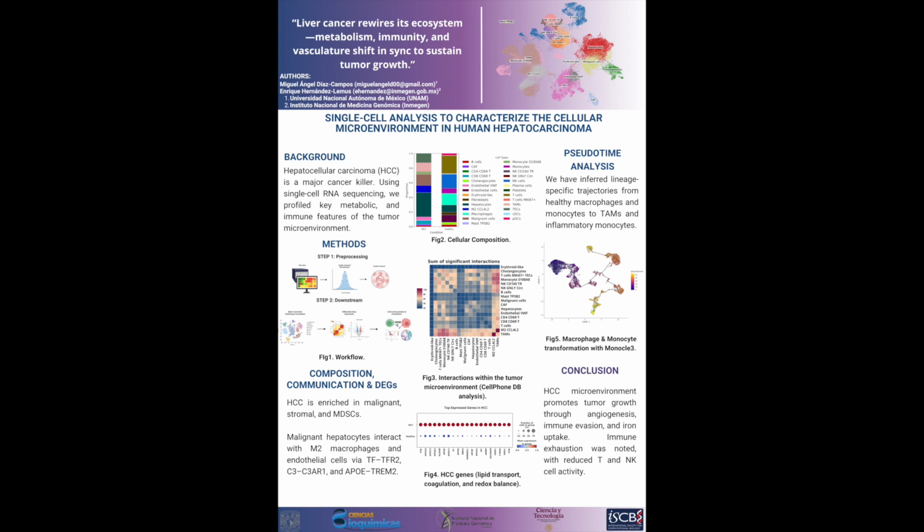Our analysis pipeline began with rigorous quality control, including doublet removal and filtering based on gene count and mitochondrial content. We then performed normalization and dimensionality reduction using PCA and UMAP. For clustering, we applied the Leiden algorithm, which allowed us to identify transcriptionally distinct cell populations.